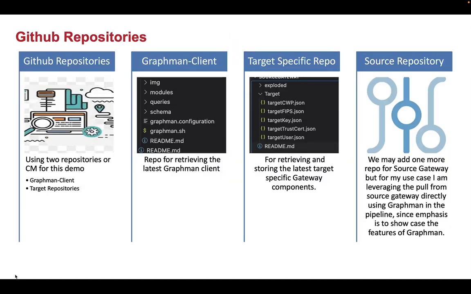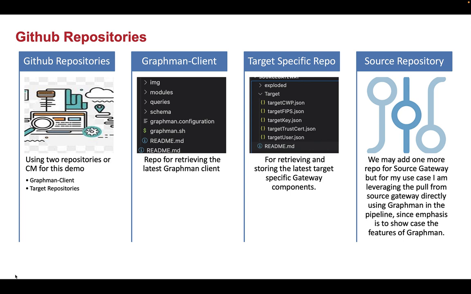From a repository point of view, for the sake of demonstration, I'll be using two different repos. One is the Graphman client repo. Another one is the target gateway repo. The Graphman client repo, as you see in the second section, consists of modules, queries, JavaScript files, and also the shell commands and everything.